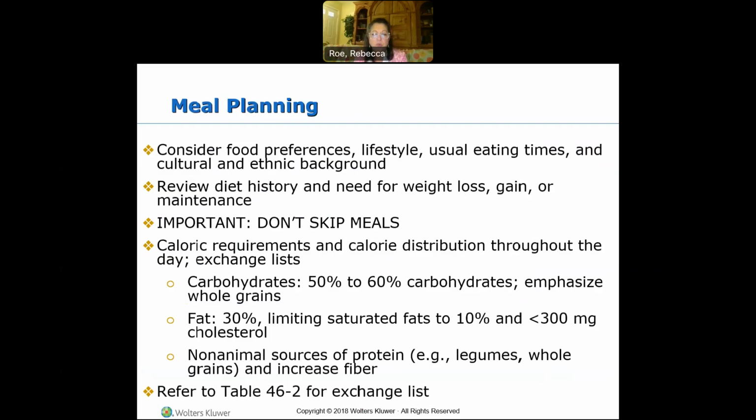So when you think about it, try to chew and enjoy it. Give your brain the chance to know when your stomach is full. When it comes to seasoning, skip the salt, use herbs and spices.